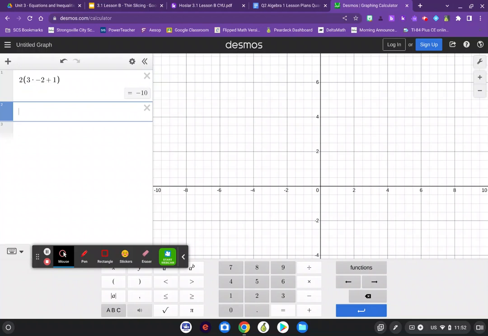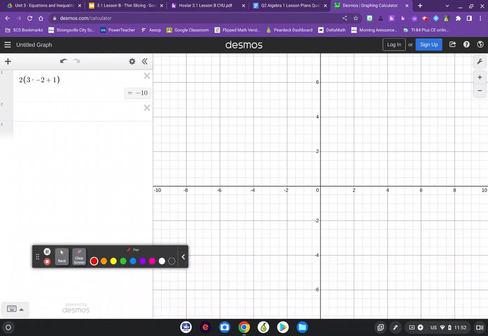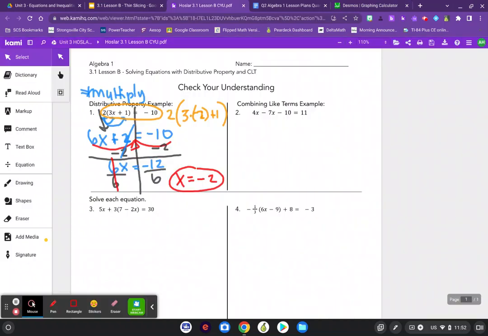And so that means that I found the right value of x. I substituted that value back into the original, and I got the answer out that I had in the original problem. So if I go back here, I got that negative 10. So you can always use Desmos to type in your answer into the original equation and check if it's right.